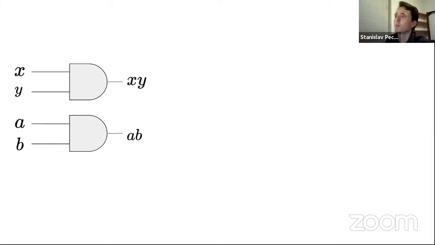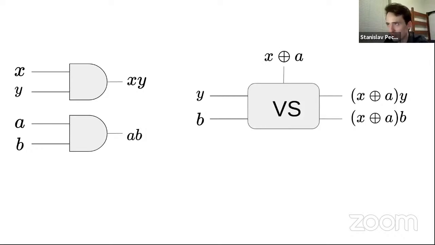As the AND gate on the top is active, the inputs to the top gate, X and Y, hold true values. The inputs A and B of the bottom AND gate equal 0. Now we construct the versus gate. We set the scalar to X XOR A. And by our invariant, 1 XOR A is 0. Hence, this value always equals the scalar on the active gate.